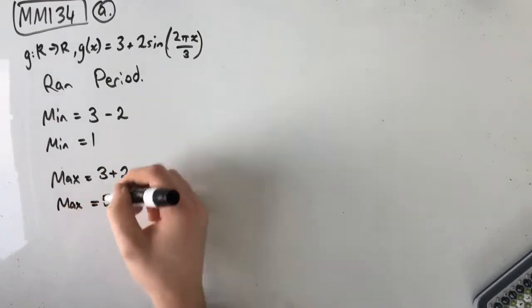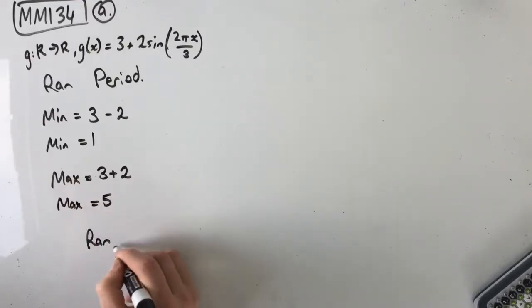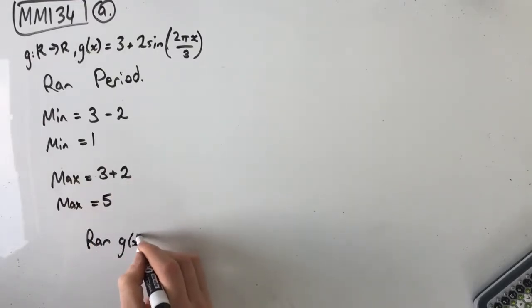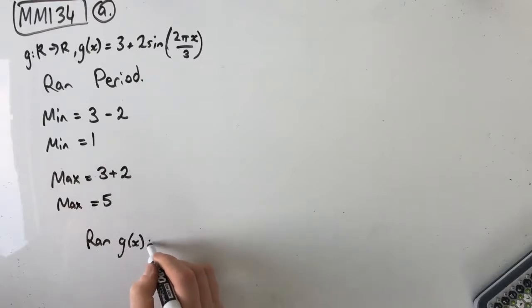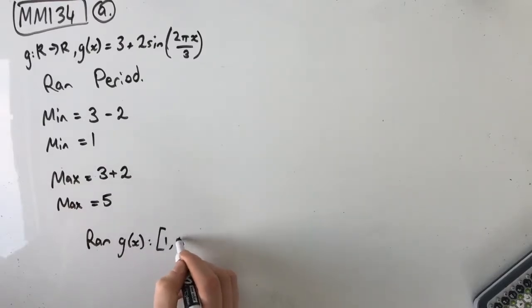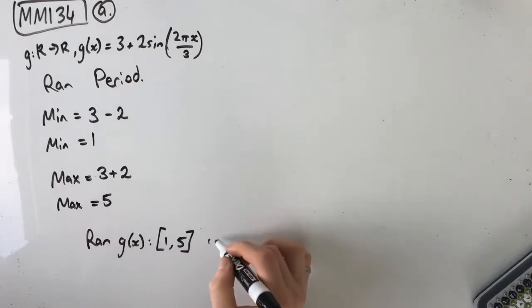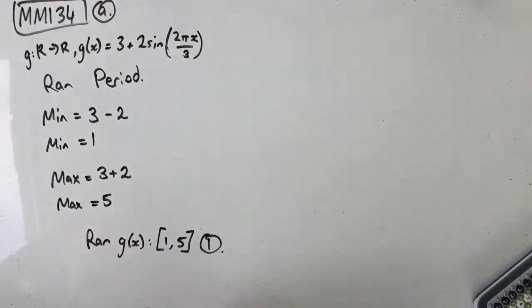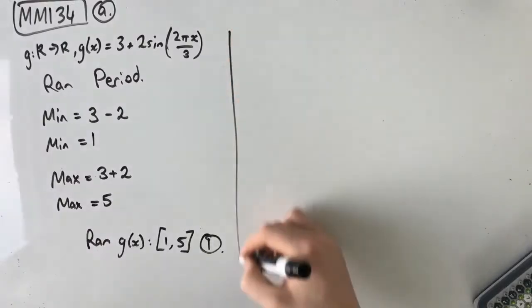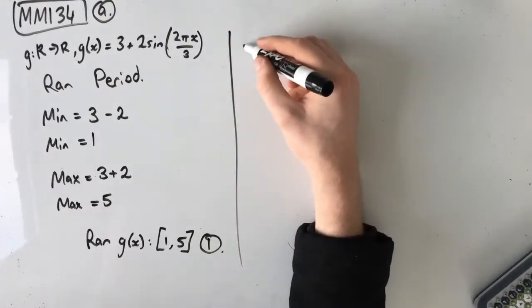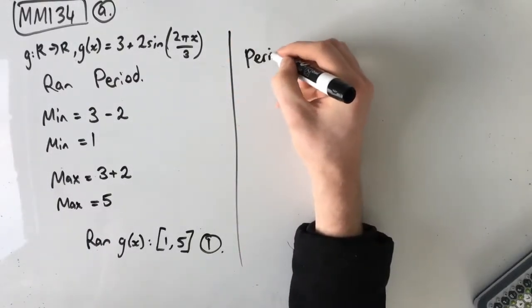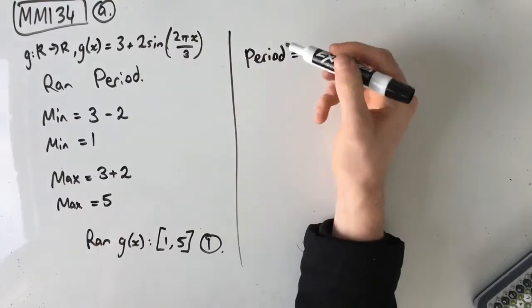If our minimum is 1 and our maximum is 5, that means that the range of g of x is equal to 1 to 5. And that is your first mark, your range, 1 to 5. And we also need to find the period, which means we're going to use our regular sine period equation.